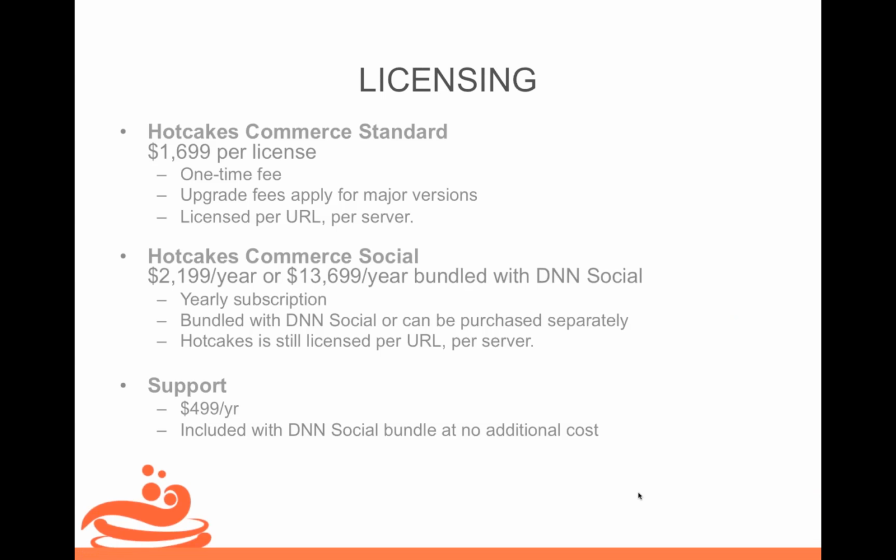We're basically saying that if you purchase the bundle from us, then you're not going to need to pay the additional fee between standard and social. It's $21.99 per year if you bring your own DNN social license. One thing I'll point out is that we are going to bundle support with this as well. So you get a nice $1,000 savings here if you bundle Hotcakes Commerce with DNN social.